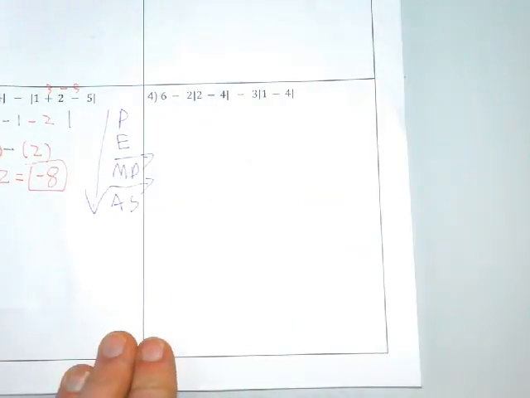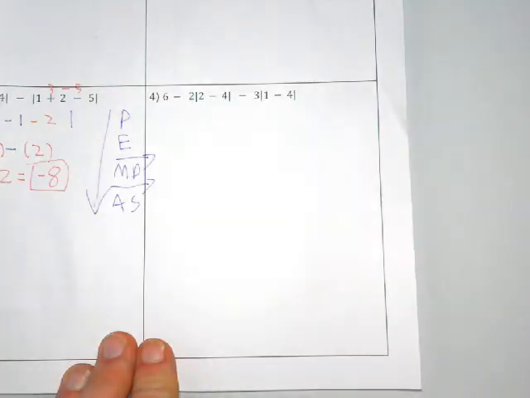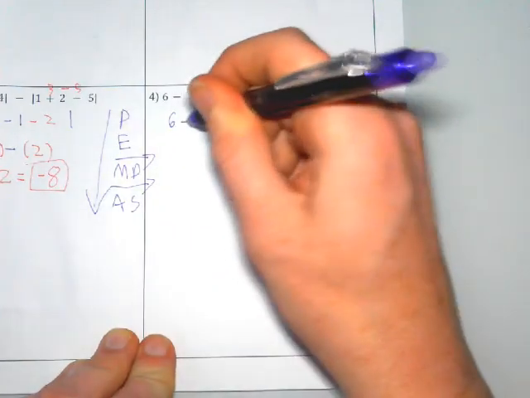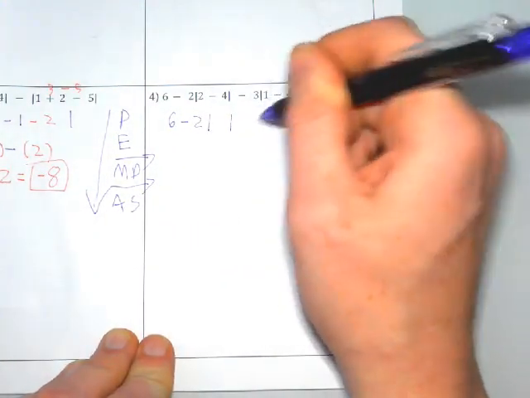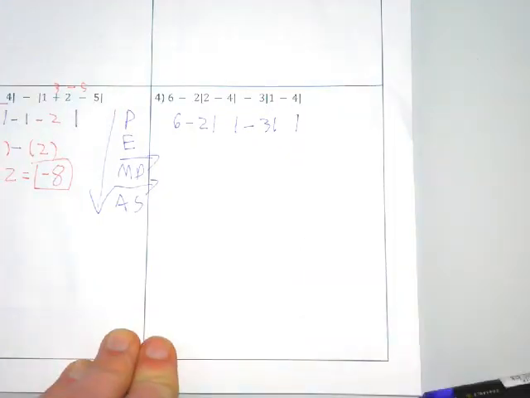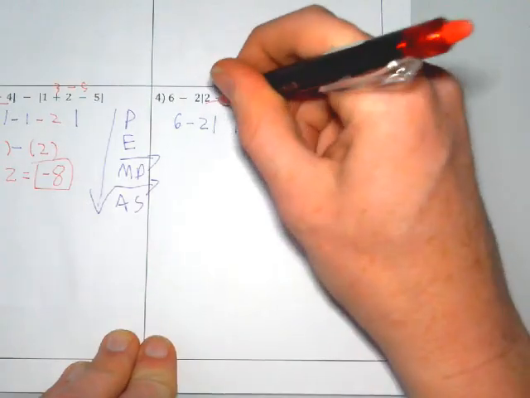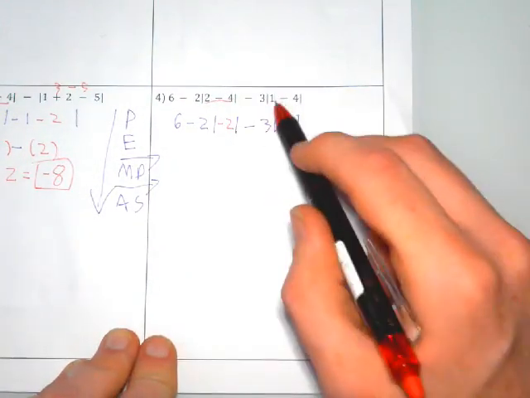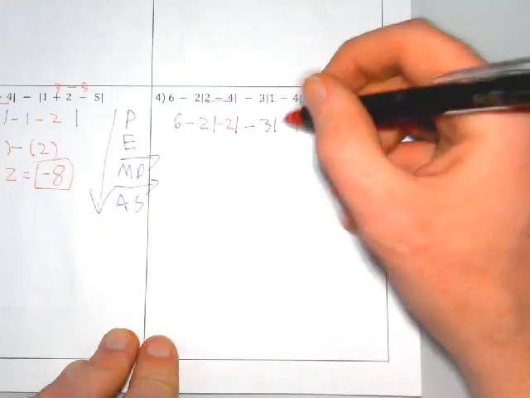Right. So again, first step is always simplify the inside of my parentheses. So I'm going to rewrite the problem with the absolute value bars kept in there. So 6 minus 2. Leave that blank for now. Minus 3, absolute value. So inside my first absolute value bars, I am doing 2 minus 4. 2 minus 4 is a negative 2. On the other side, we have 1 minus 4, which gives us a negative 3.